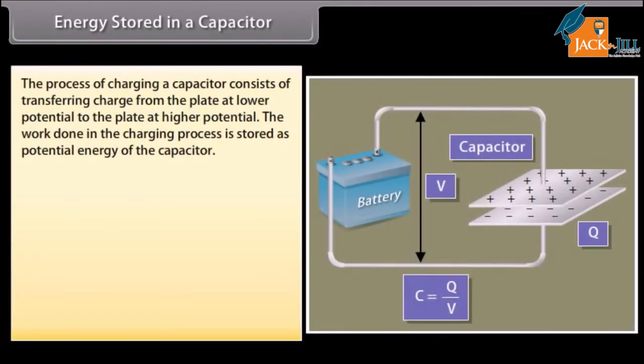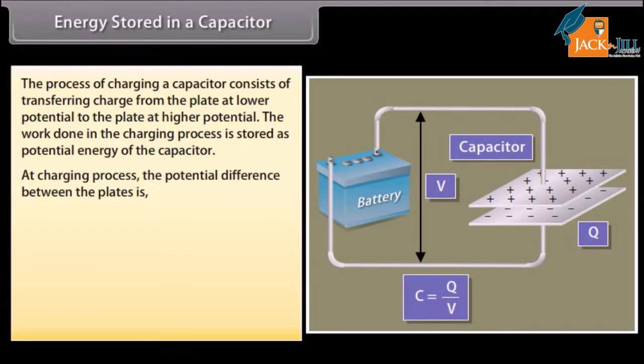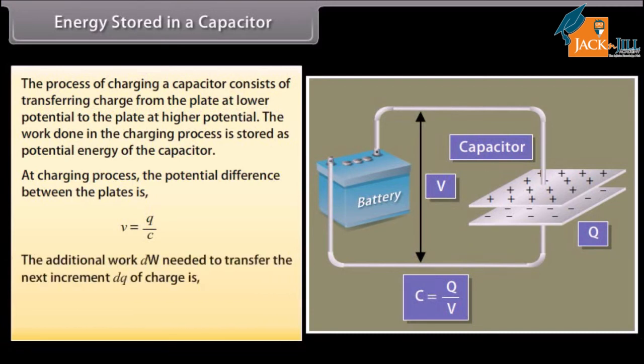Energy stored in a capacitor. The process of charging a capacitor consists of transferring charge from the plate at lower potential to the plate at higher potential. The work done in the charging process is stored as potential energy of the capacitor. During the charging process, the potential difference between the plates is V is equal to Q by C. The additional work dW needed to transfer the next increment dQ of charge is given by dW is equal to V dQ, which is equal to Q by C into dQ.